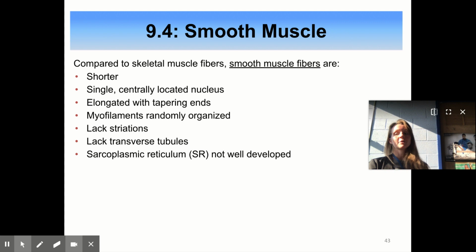The myofilaments are randomly organized, so it doesn't have as much structure to it. It lacks striations, so you can't see the clear actin and myosin under microscopy for smooth muscles. They lack transverse tubules, which is part of the organization of the skeletal muscles, and their sarcoplasmic reticulum is not very well developed.